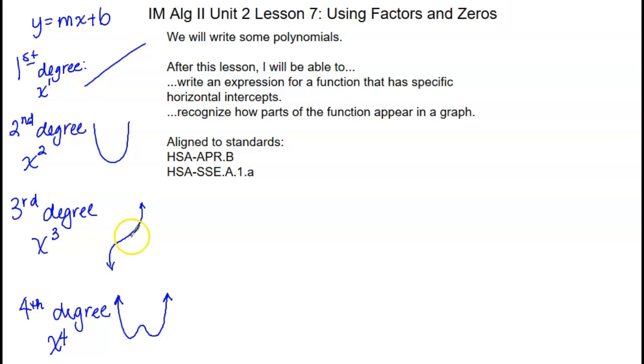X to the fifth degree would be similar to the third, but it would just have more bumps in it, right? So x to the fifth would look something like this.